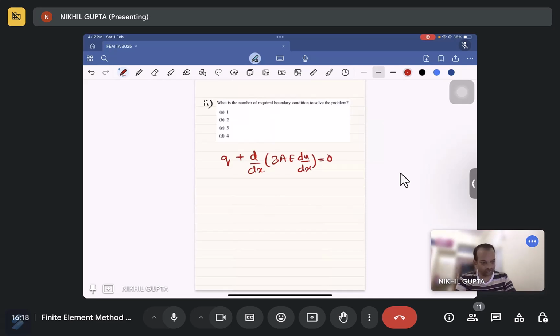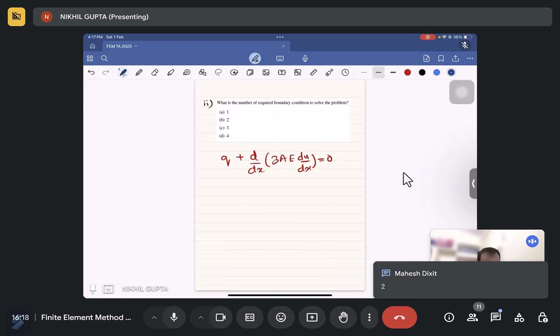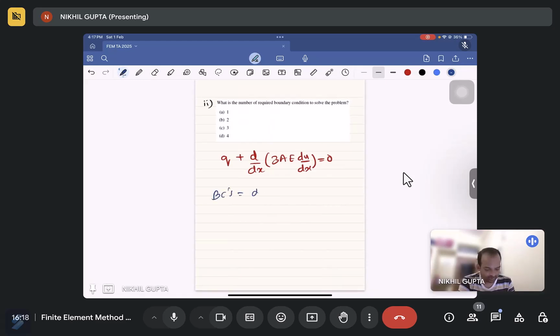Now I think you should be in a position to answer this question. What is the number of required boundary conditions to solve this problem? Give it a try. Should be 2. Okay, option B. Why 2? Because the degree is 2. Perfect. In a differential equation, we know the total number of boundary conditions is the same as the degree of the differential equation. So here, q plus 3AE d2u by dx square is equal to 0. This is our governing differential equation. So we can say the degree is 2, so we require 2 boundary conditions.